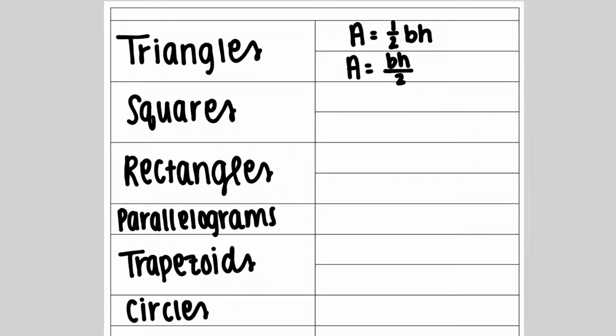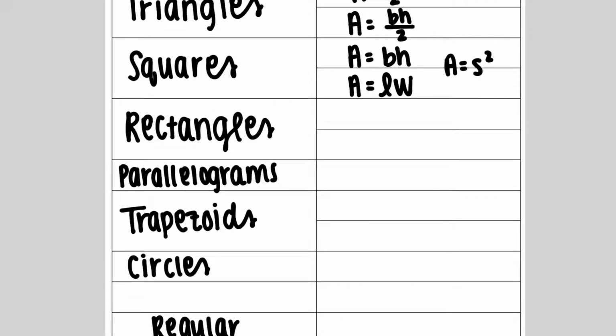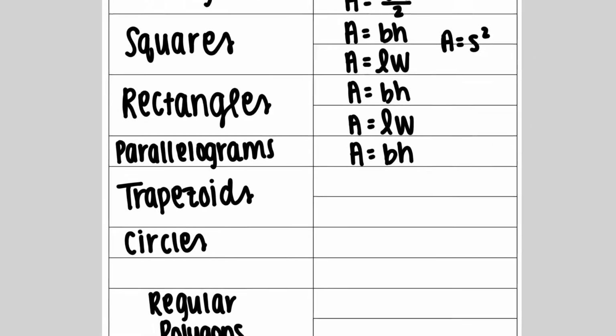So your squares, your area is equal to the base times the height, or you can do area is equal to length times width. Remember, since it is a square, there technically is a third one. You can also do area is equal to the side length squared, since all 4 sides are the same. So it'd be just squaring the same number. Your rectangles are just like the square, so area is equal to base times height, or area is equal to length times width. Parallelograms, your area is equal to base times height.